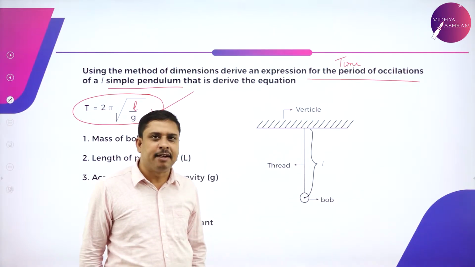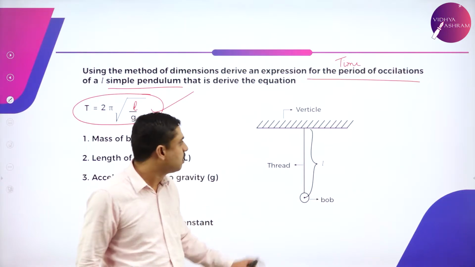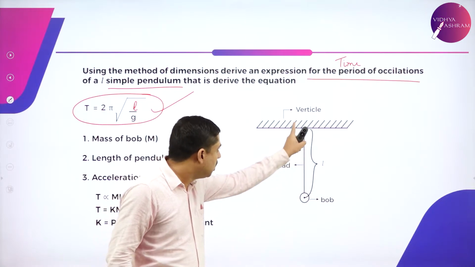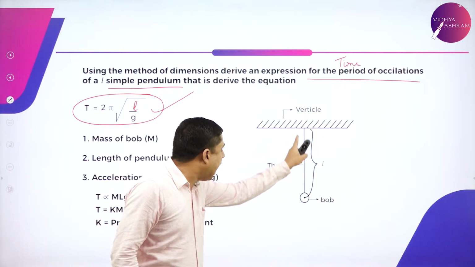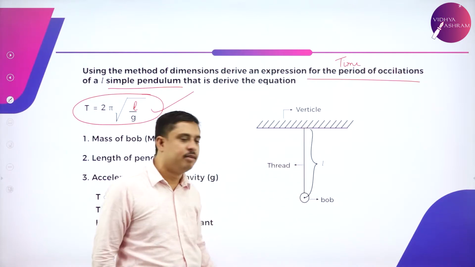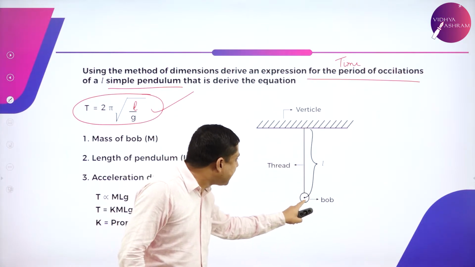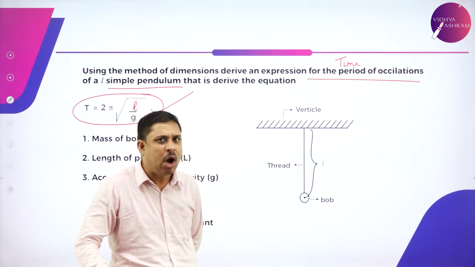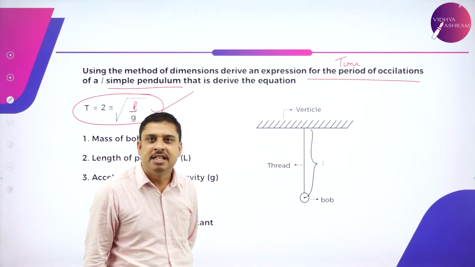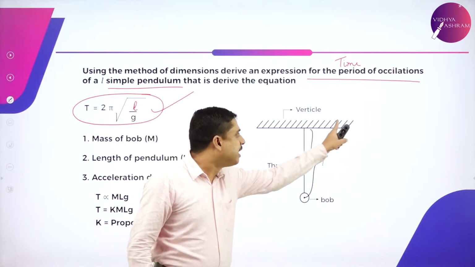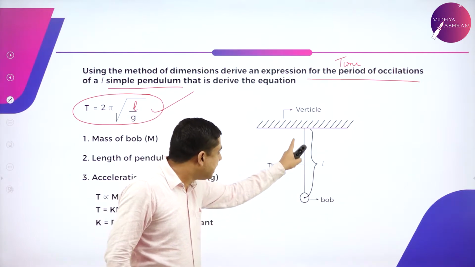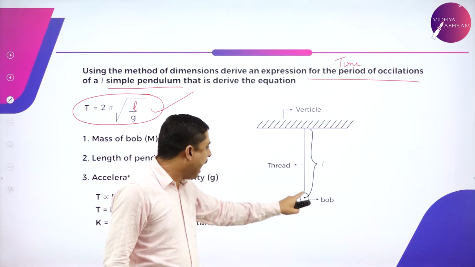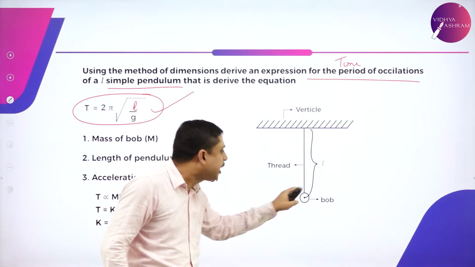So this is the diagram of a simple pendulum. This is a vertical, to which I have suspended a thread, and attached to this thread is the metallic bob. This is how your pendulum looks in general. Vertical, this is the thread that is suspended, and this is the metallic bob.